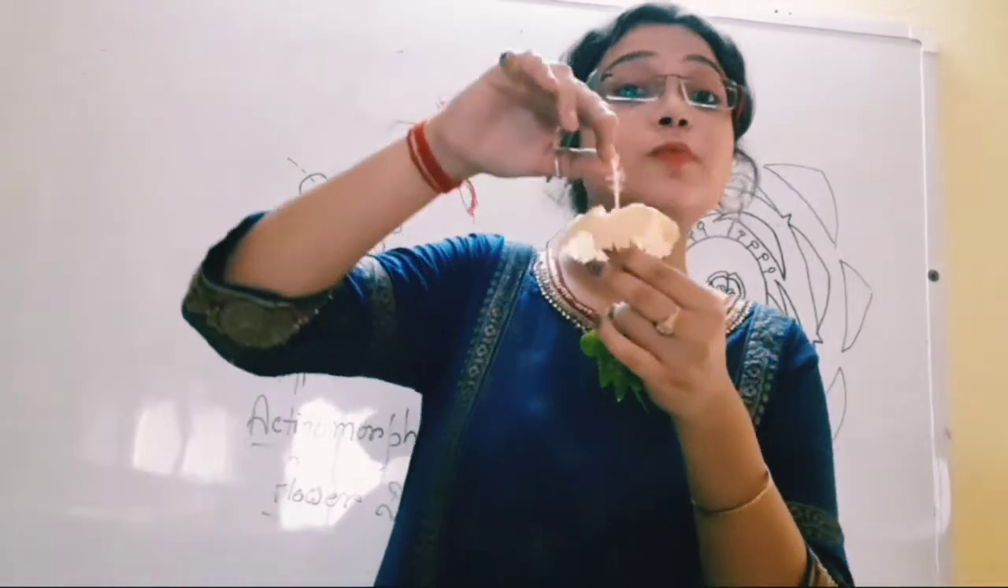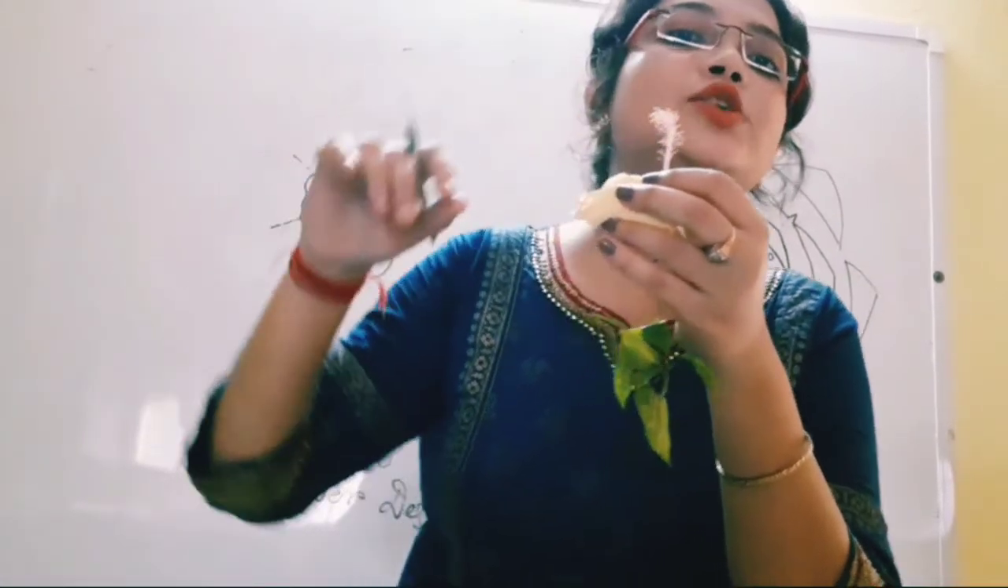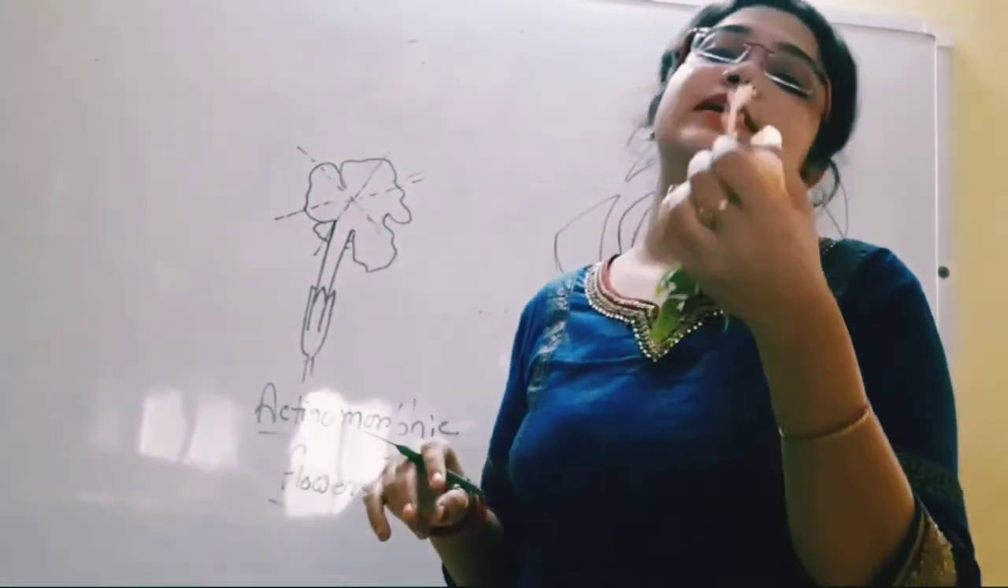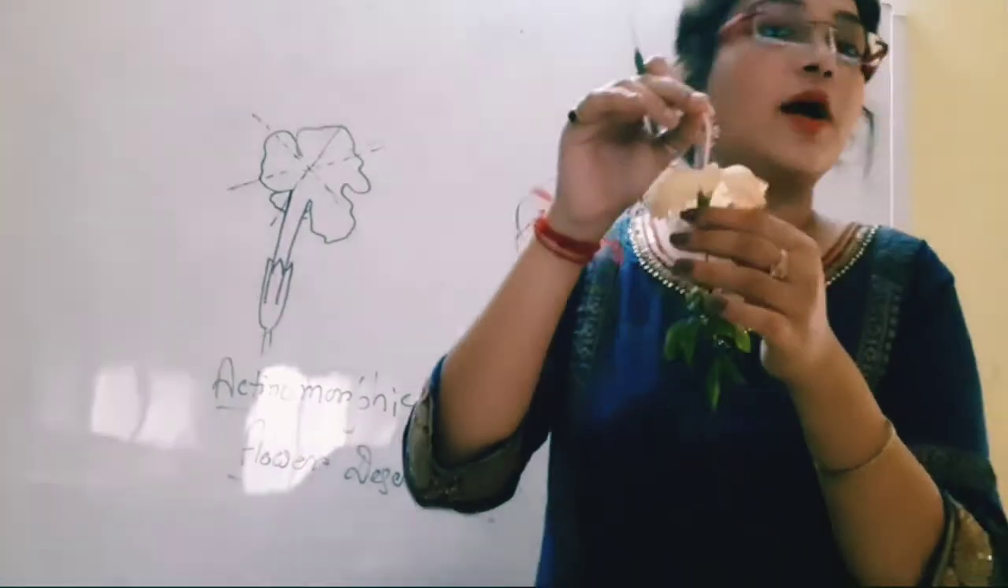Now it is a tube-like structure, and this tube-like structure is known as the staminal tube. That means it includes two parts. What are they? Androecium and gynoecium. These are the main reproductive parts of the flower.